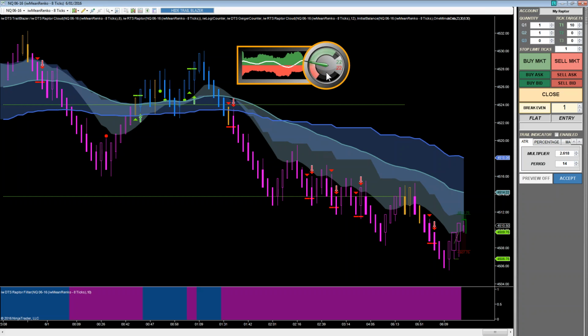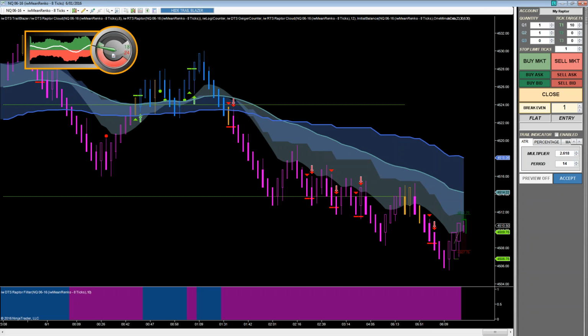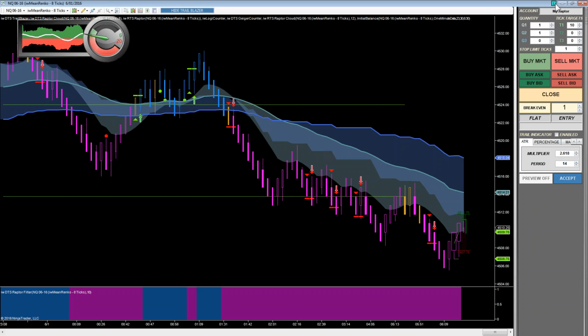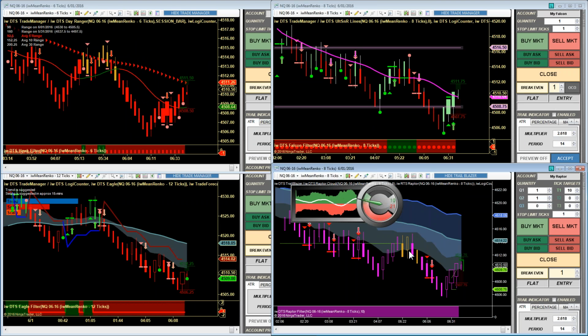Now what I mean by a system add-on is that this tool will work on any chart. It doesn't have to be a DTS chart. You can use it on a 5-minute chart. You can use it on a tick chart. You can use any chart you want, any chart you can draw.